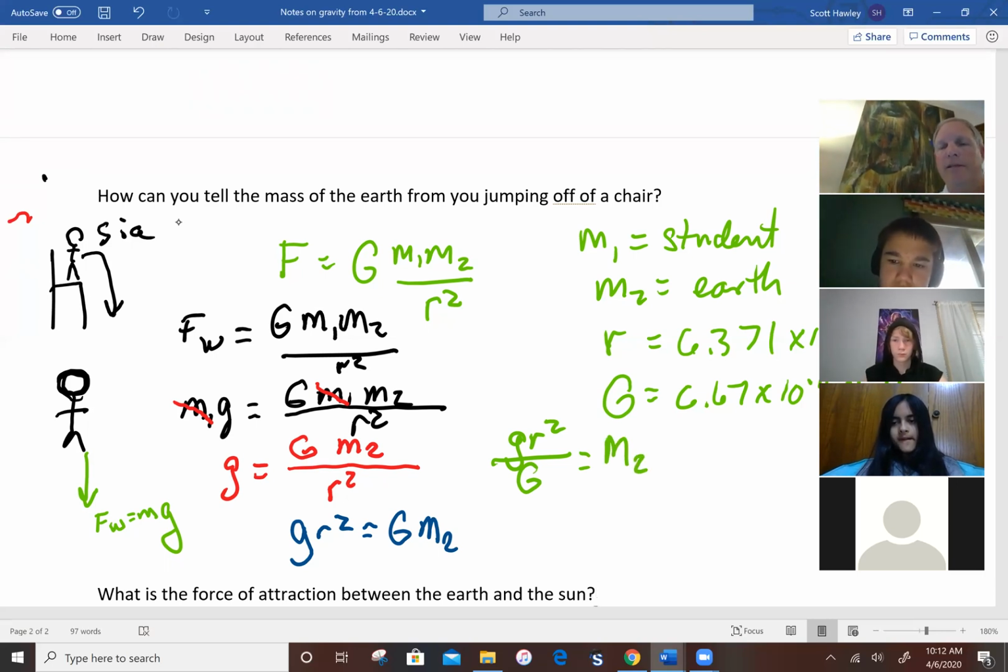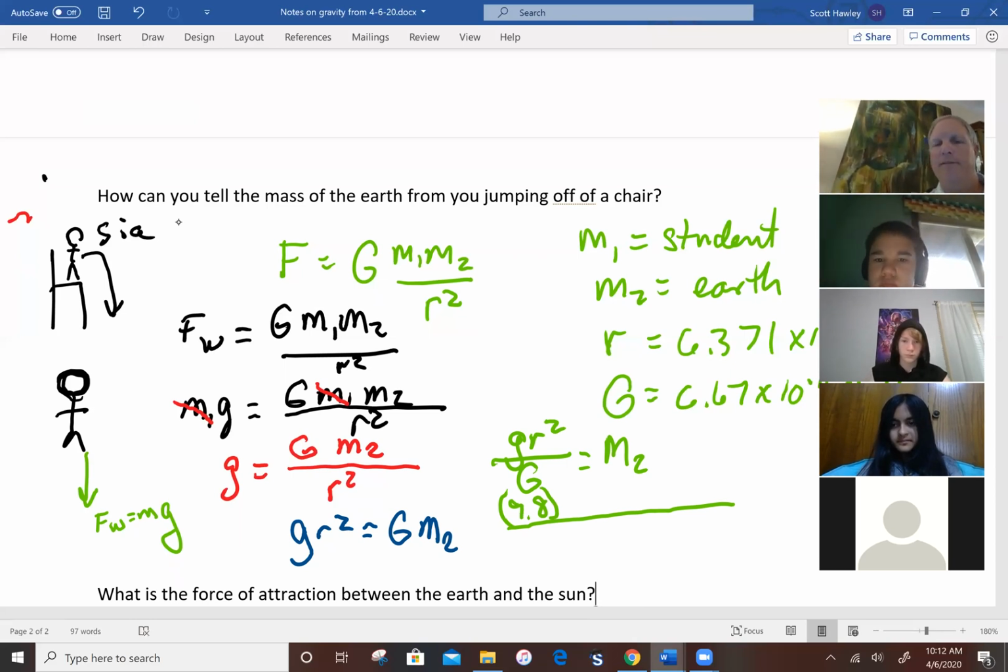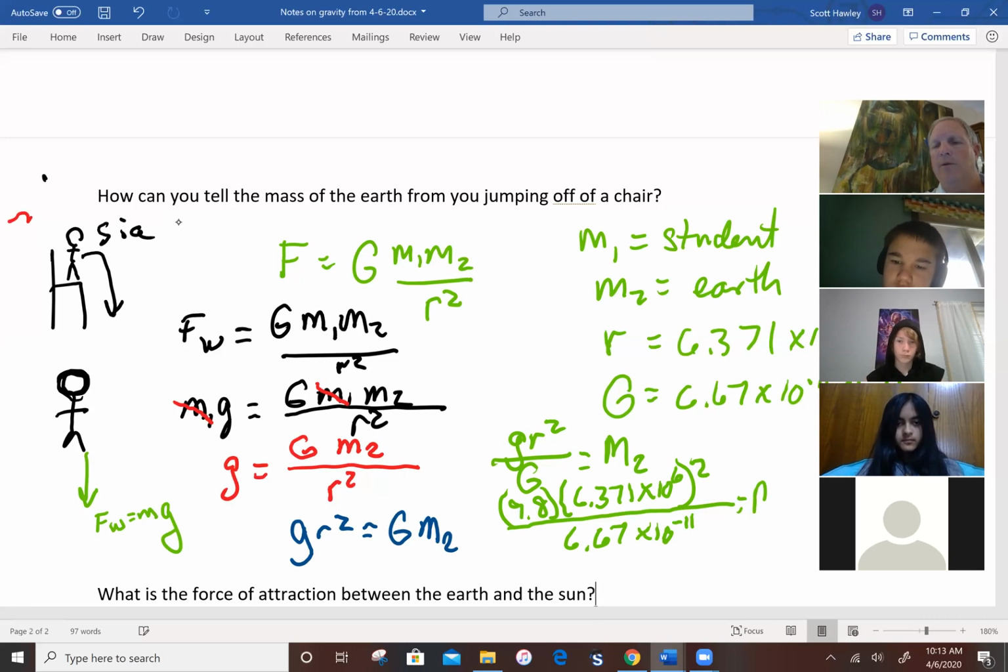Okay, so let's plug these numbers in. So we got 9.8. That's how fast you fall. I know there's a bunch of numbers here. I'm sorry if this is freaking you out. It doesn't need to. It's not hard. And then right up here, the radius of the Earth is 6.371 times 10 to the 6th. But you've got to square that. And then you divide that by the universal gravitational constant, 6.67 times 10 to the negative 11th. And this is equal to the mass of the Earth.